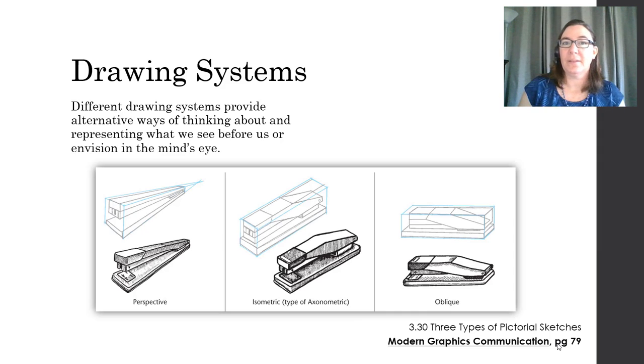What are drawing systems in general? Well, they are a way to think about and represent the three-dimensional object that we see on a two-dimensional page. And the different drawing systems have different benefits, pros and cons, and different ways to observe and look at the objects. So here you see an example of a three-dimensional object displayed in three different drawing systems.